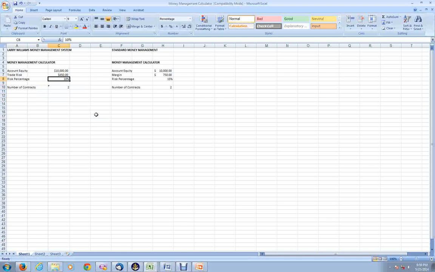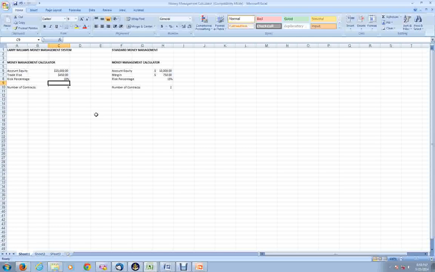Now, if you want to risk more than that, let's say you want to risk 20% of your account, you're going to have 4 contracts to trade. Maybe you risk 15% of your account balance on this particular trade. It's going to be a number of 3. So all of these numbers are in relation to each other. The more you have in your account, let's say you have a $25,000 account, you're going to trade more contracts.